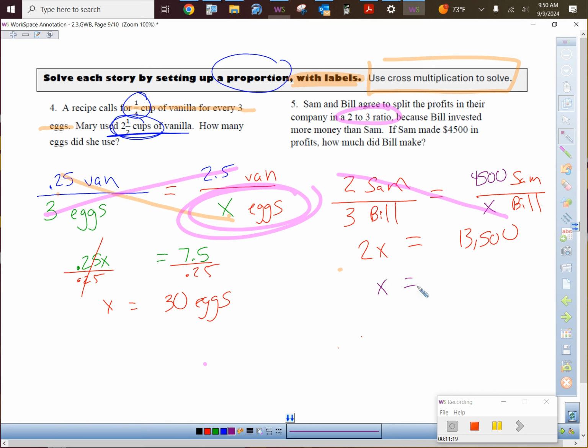If it doesn't come out nice, just round it how the problem tells you, but this one comes out nice. I got 6750. Is that what y'all got on that one? 6750. Then what is it? It's dollars profit. For who, though? The magic word is "for who." Is it for Sam or is it for Bill? It's for Bill up in the problem. $6,750 profit for Bill.